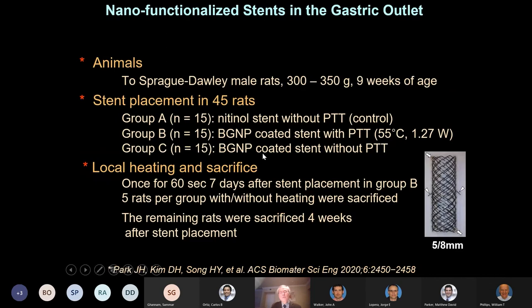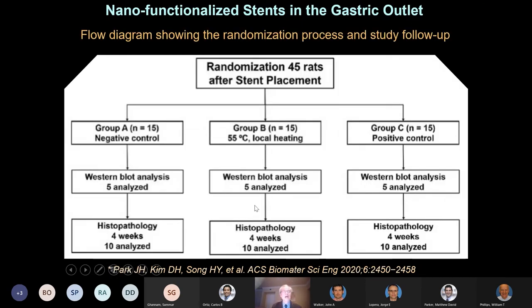Group C, without photothermal therapy. So the technique was different from the esophagus. And we also used the nitinol stent, 5 millimeters in diameter and 8 millimeters long. We performed the local heating once for 60 seconds, 7 days after stent placement, only in group B. And the 5 rats per group with or without heating were sacrificed after local heating. And the remaining rats were sacrificed 4 weeks after stent placement. You can see the flow diagram showing the randomization process and study follow-up.